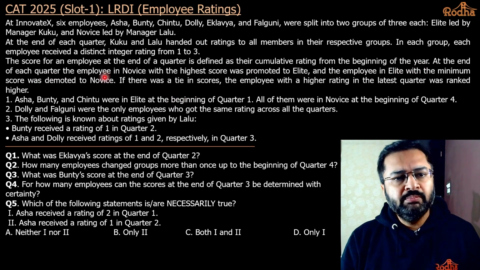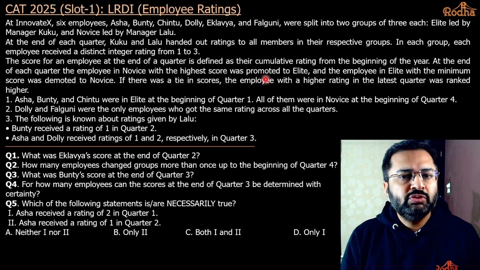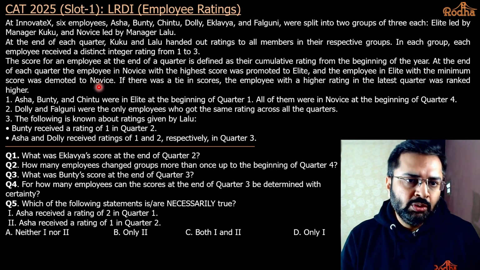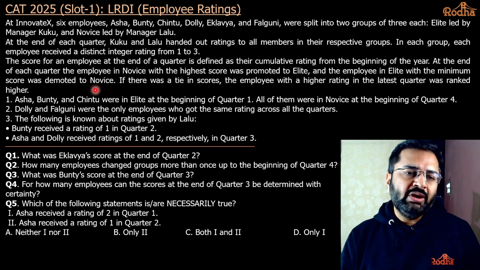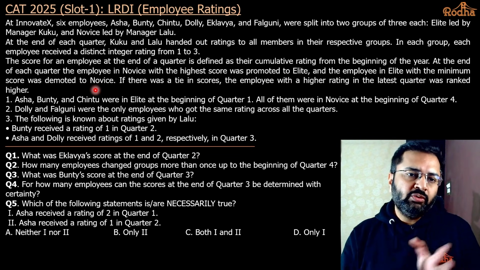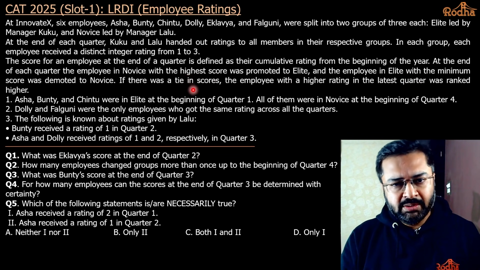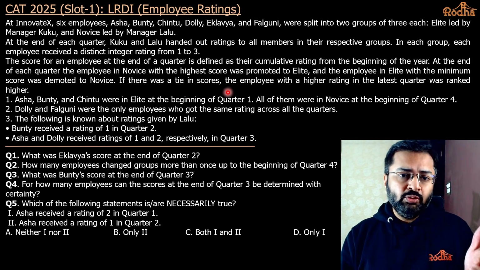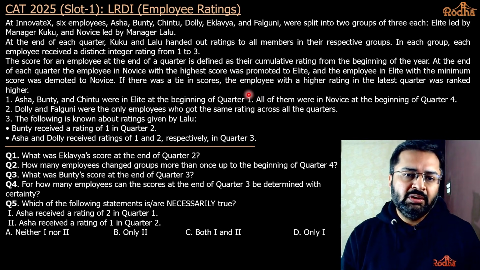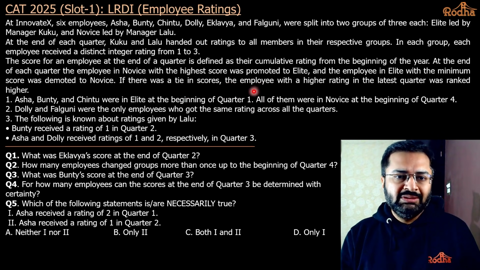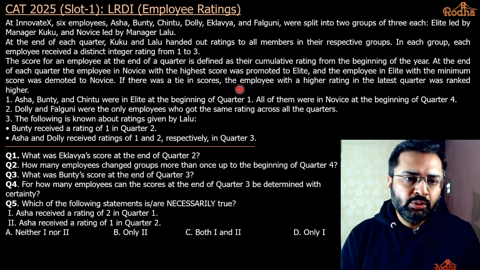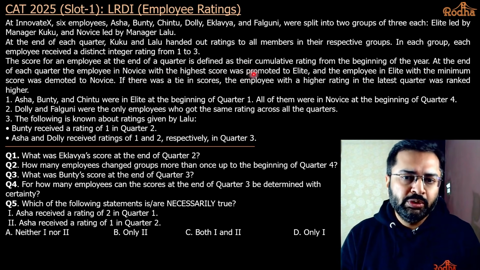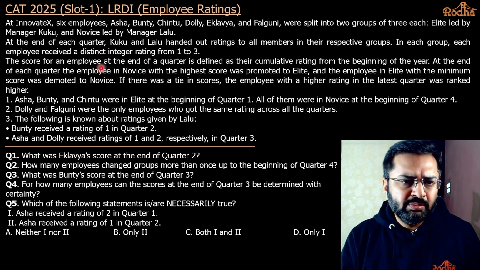At the end of each quarter, the employee in Novus with the highest score was promoted to Elite, and the employee in Elite with the minimum score was demoted to Novus. Okay, so there'll be 1 employee moving from Elite to Novus and 1 from Novus to Elite. Elite is the higher group. So the one who performs the worst among the 3 would be demoted to Novus, and the one in Novus whose performance is the best is promoted to Elite. Simple data again, not much to remember from this.